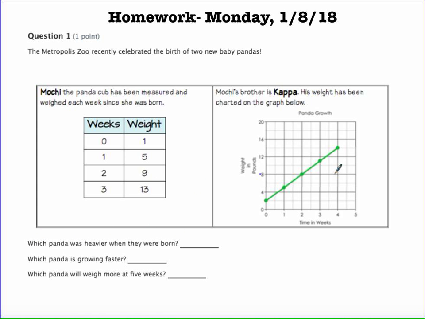So I need to know the initial value so I can find the initial weight for Mochi, and I see that at 0 weeks his weight was 1 pound, so that's like a y-intercept, which is the initial value, so he was 1 pound. Then Kappa, I've got to be careful looking at the y-axis. They are counting by twos, so Kappa was initially 2 pounds when he was born. That's the y-intercept for Kappa. So which one was heavier? Kappa.